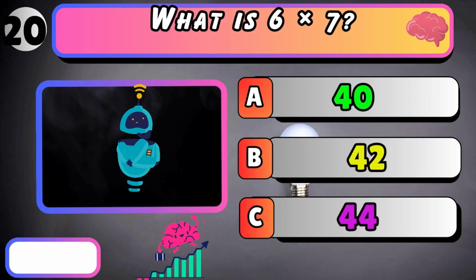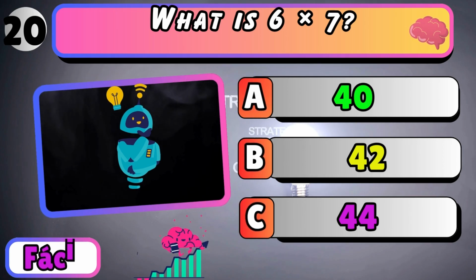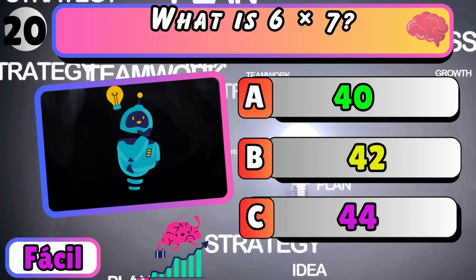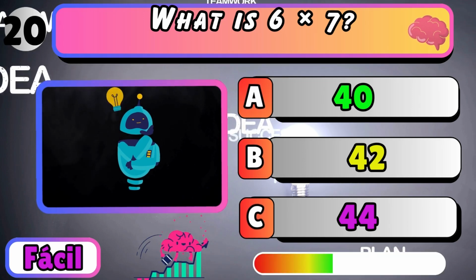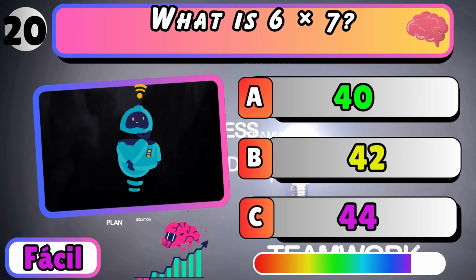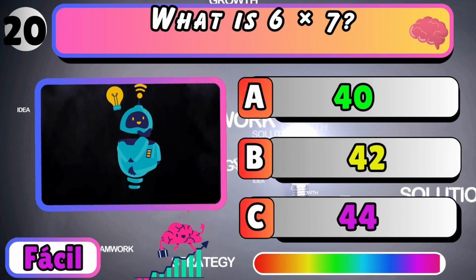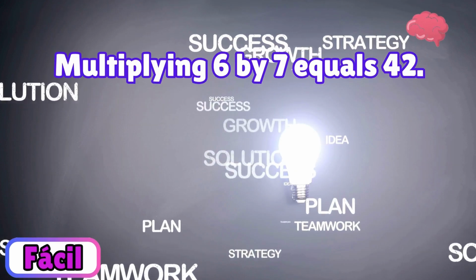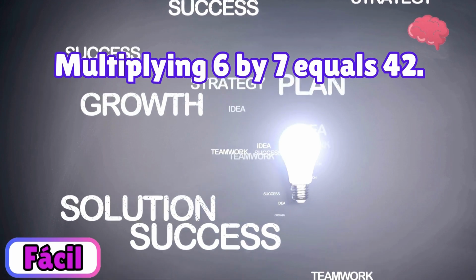What is 6 times 7? 40, 42, or 44? 42. Multiplying 6 by 7 equals 42.